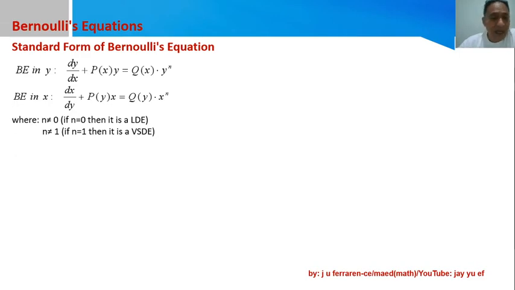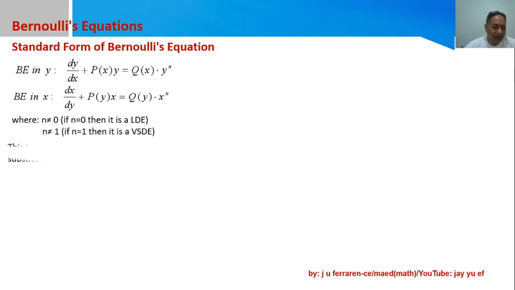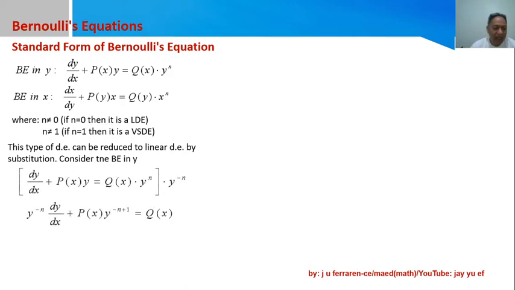Okay, now, how do we reduce our Bernoulli equation to linear form? This type of DE can be reduced to a linear DE by substitution. So we have to consider the Bernoulli equation in y. Suppose this is a Bernoulli equation in y. Then we have to remove the expression that makes this equation not linear. So either I divide by y to the power n, or I multiply by y to the power of minus n.